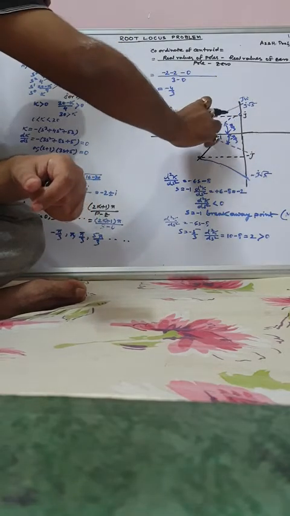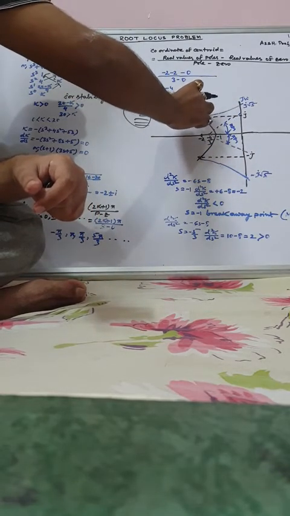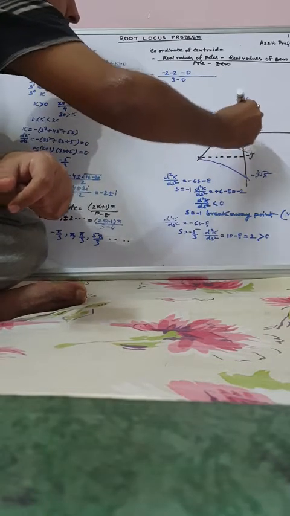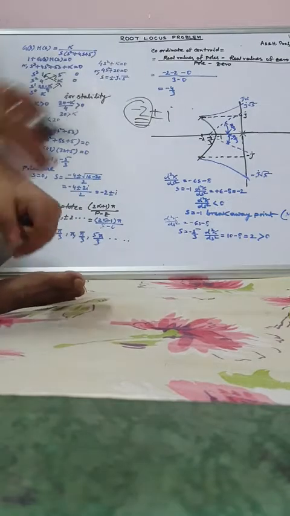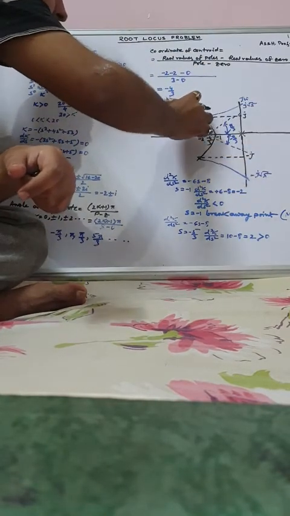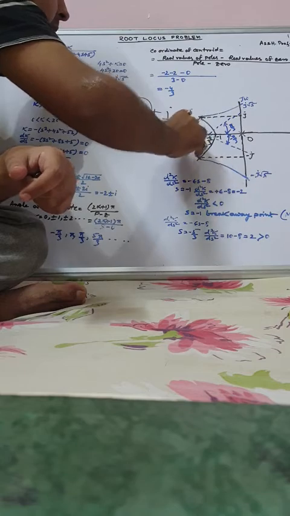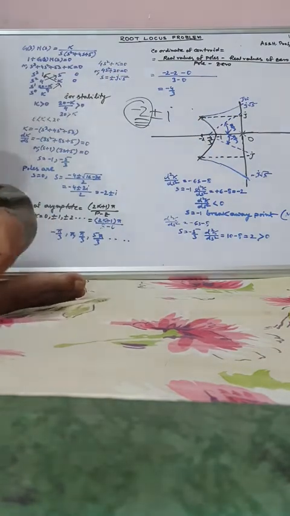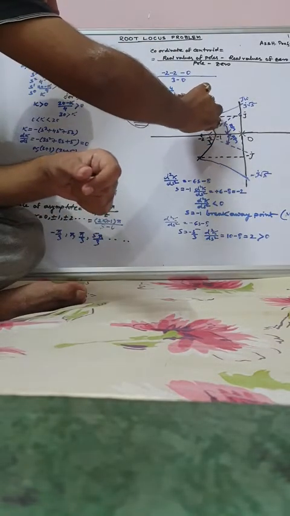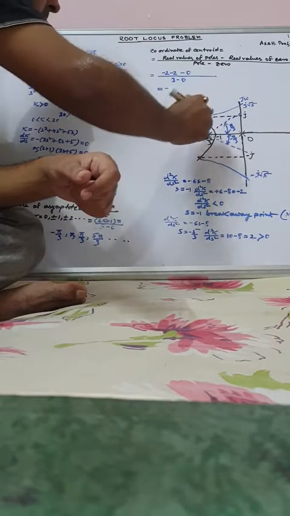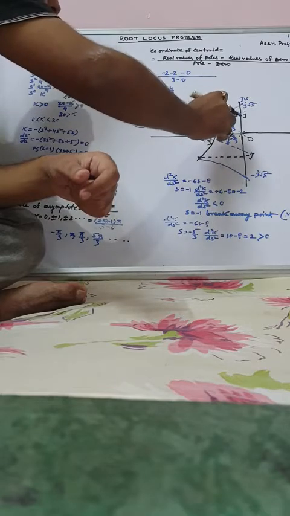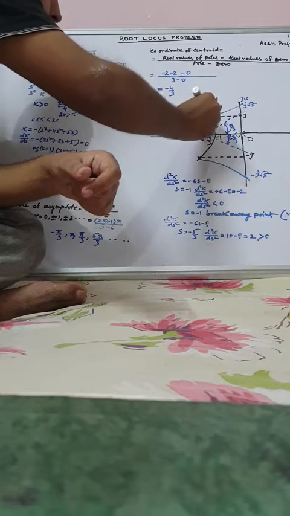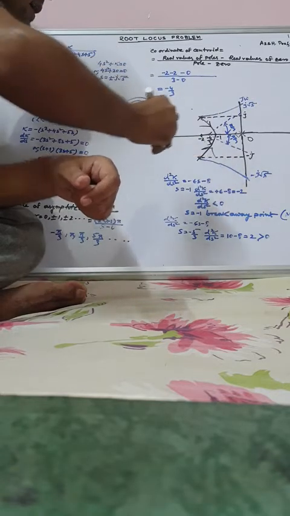Let's see the plot. The poles are -2 + j, -2 - j, and another pole at 0. This is the breakaway point where two root loci branches meet. This 0 pole will go in this direction, and these two root loci branches meet at this point.